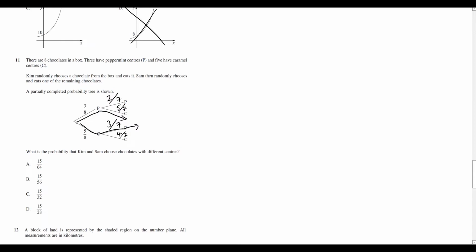So what we need to do now is look at the 2 different probabilities of each individual path here. So for the peppermint caramel path, we'll have 3 on 8 times 5 over 7. And then for the caramel peppermint path, we'll have 5 over 8 times 3 over 7. So what we need to do is quickly see what those will multiply out to give us. So 3 times 5, that's 15, and 8 times 7, that will give us 56. And then we see the exact same thing for our second product over here, of 15 over 56.